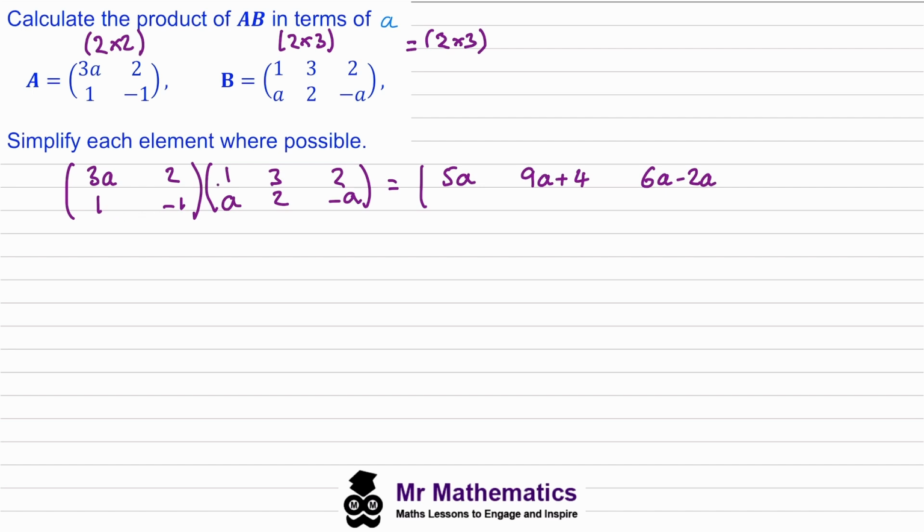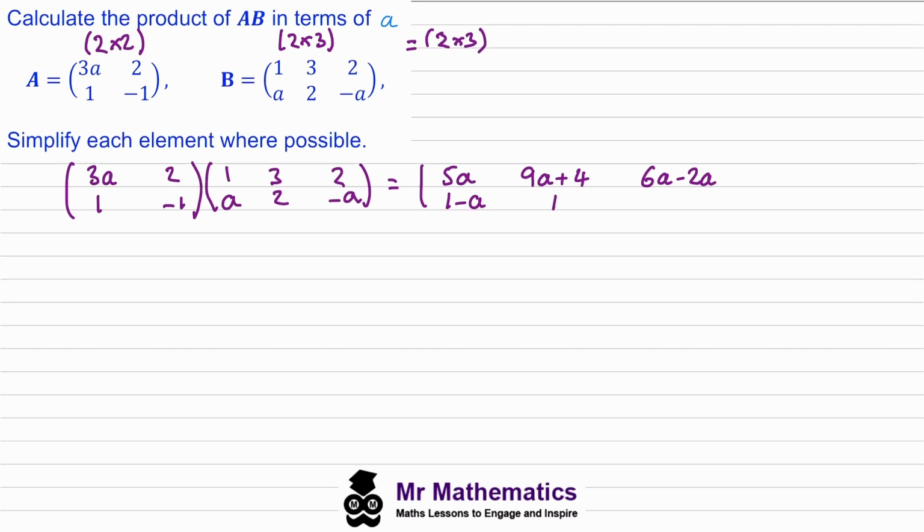The second row times the first column. So 1, take away the A. The second row times the second column. So 3, take away 2. And then the second row times the third column. So 1 times the 2 plus -1 times -A. So 2 plus A. And then we can tidy this up.